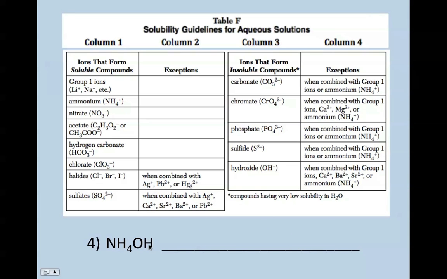Alright, and then here we have ammonium hydroxide. I can find hydroxide over on the right-hand side. Hydroxide is normally insoluble, or will form an insoluble compound. However, ammonium, NH4, is under column 4, which makes an exception to hydroxide. Since column 3 was insoluble, the exceptions mean that they have become soluble. So we'd use again AQ after ammonium hydroxide to indicate that.